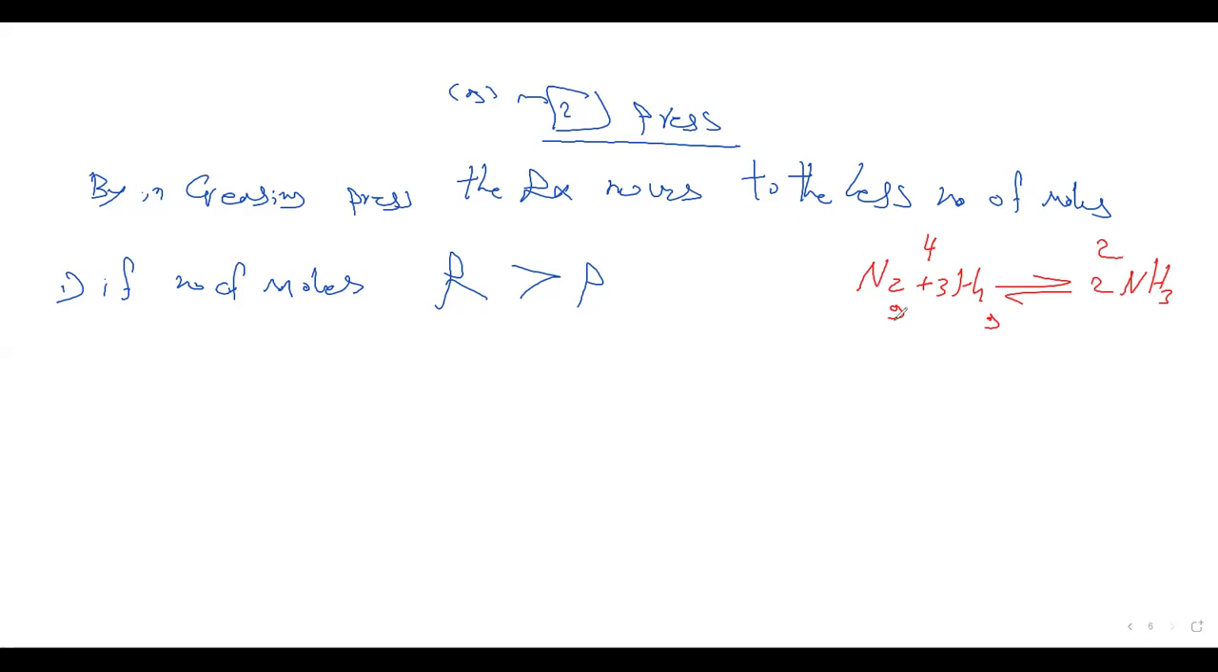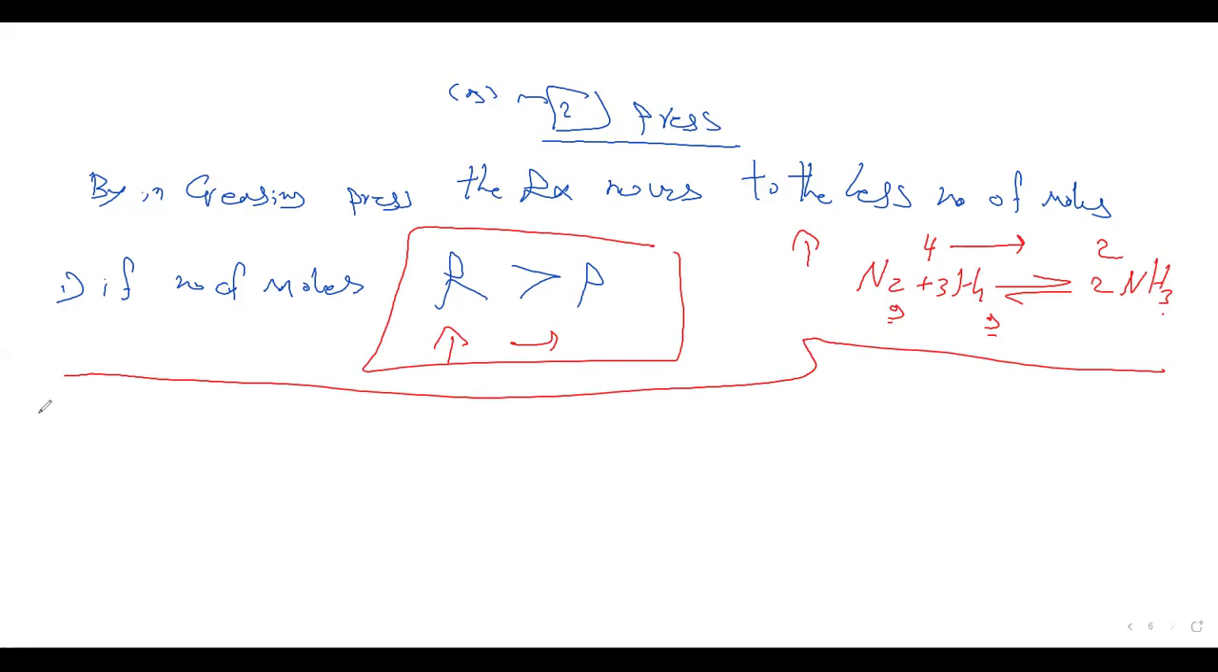And make sure that all of them are gases. If we have, for example, a solid, didn't count. Okay, so 4 and 2. By increasing pressure, the reaction moves from more to less, so it moves forward. So if the reactants are greater than products and we are increasing pressure, the reaction moves forward. This is number one.